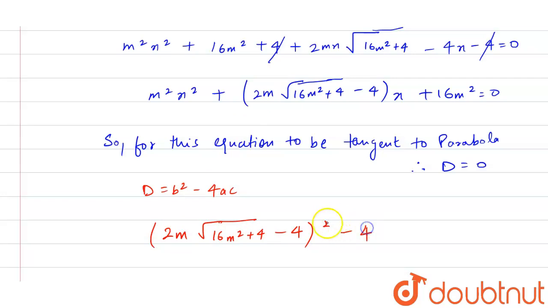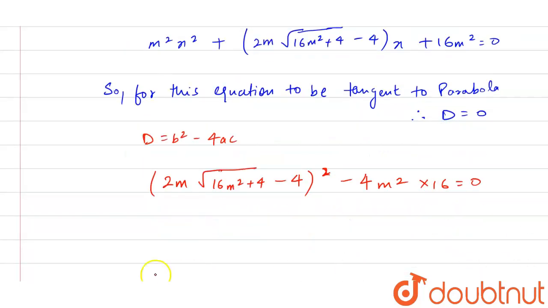Minus 4 multiplied by a, that is m square, and that is c, that is multiplied by 16, that should be equal to 0. Now using the identity a minus b whole square, that is equal to a square plus b square minus 2ab. Now using this identity we will solve this question.